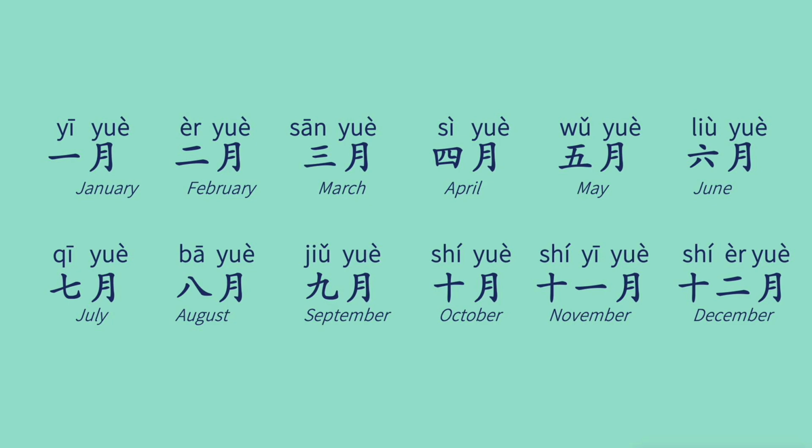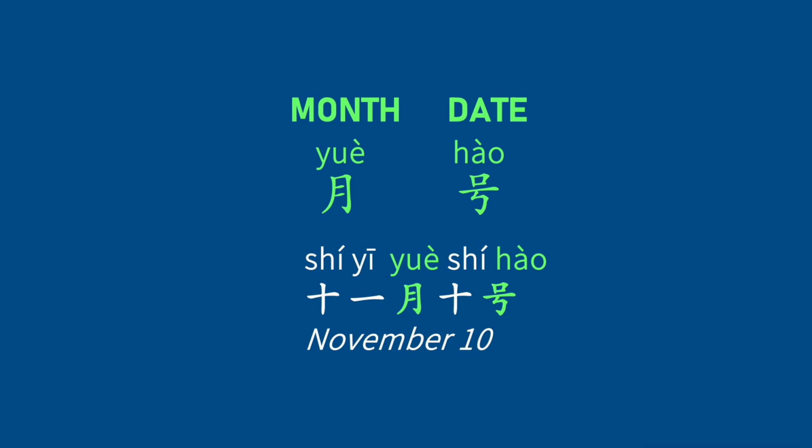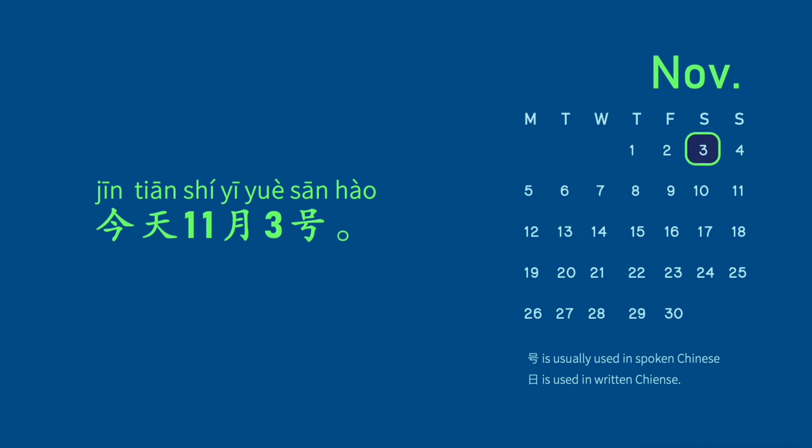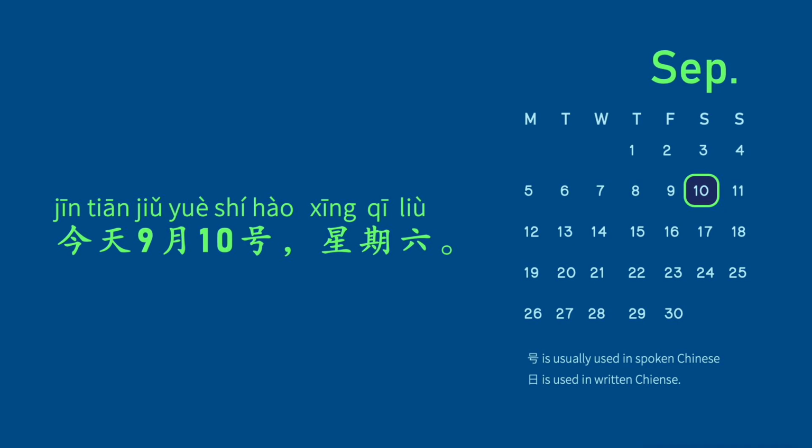And the way to read the whole date, we say 月 firstly, and then date. Month, then date. 11月10号 11月10号今天12月25号今天11月3号今天9月10号星期六 If you want to say the weeks together, then show after the date.